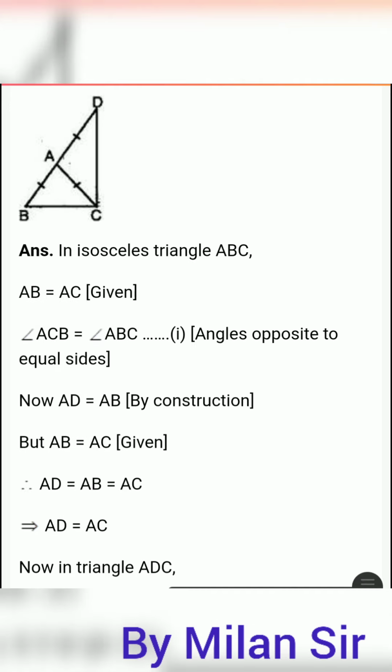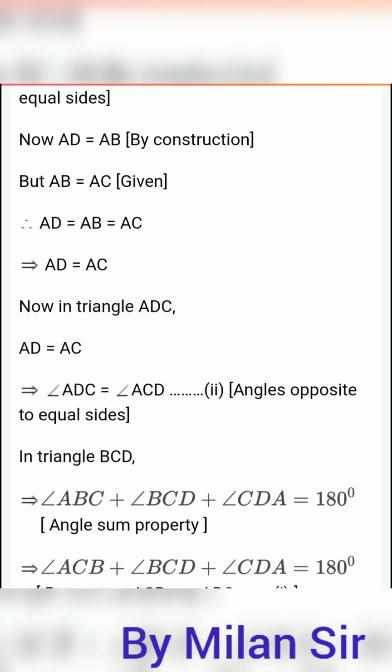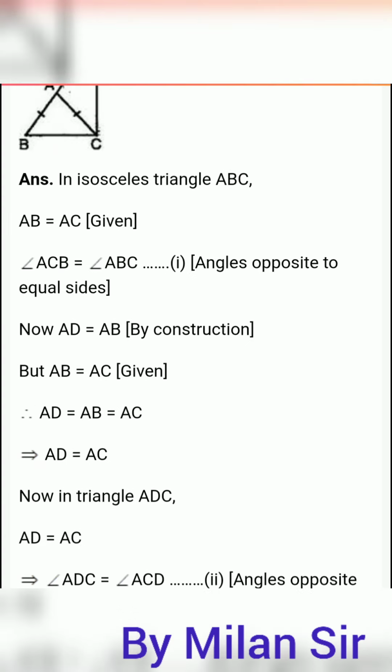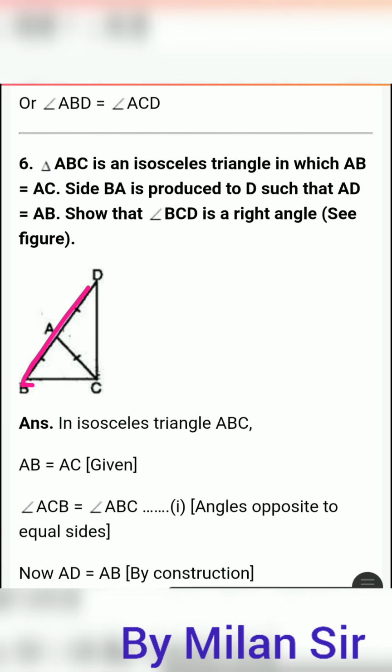It means that in the second triangle, these two sides are the same, so opposite angles are the same. So angle ACD is equal to ADC. Angle ADC is equal to ACD, angles opposite to equal sides. Now in the full triangle, use the angle sum property. The addition of all three interior angles is equal to 180 degrees, right?